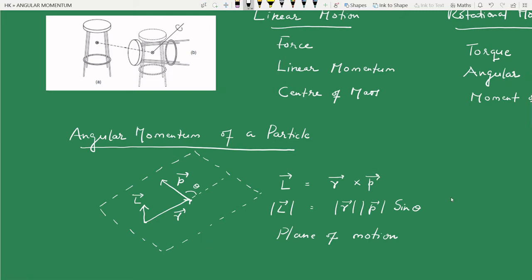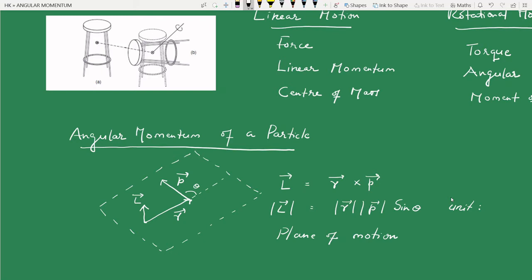Before going to how to exactly fix the direction, what is the unit of angular momentum? It is the unit of position vector r times the unit of linear momentum. We know that the unit of linear momentum is mass times velocity, so kilogram meter per second.